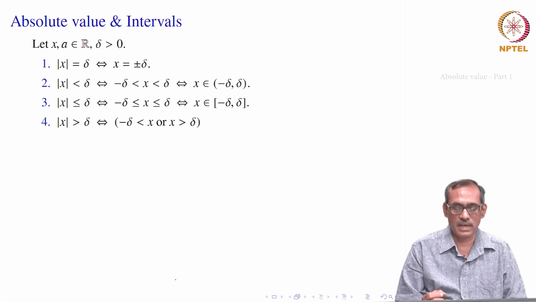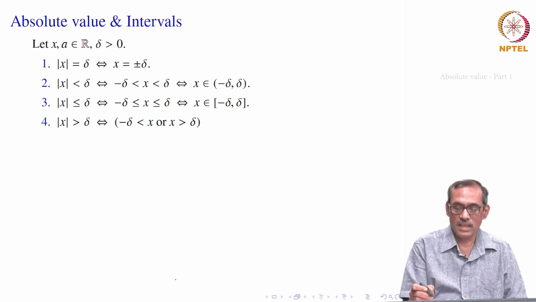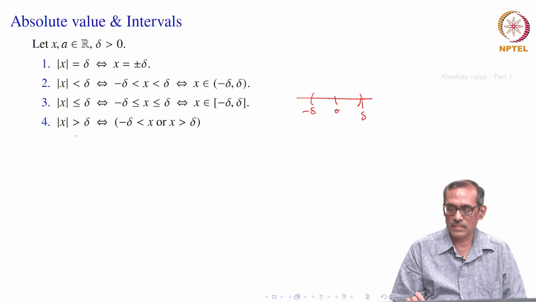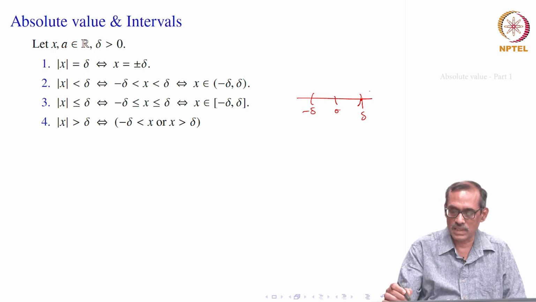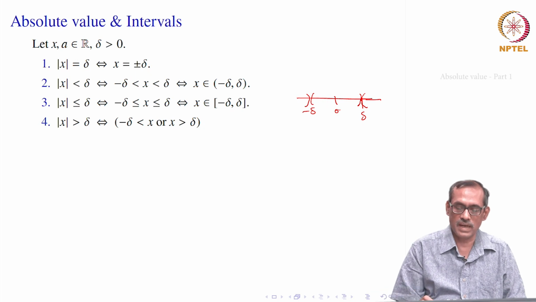And now, suppose mod x is bigger than delta. That means we have to look at its complement, that x should not belong to minus delta to delta. In other words, if mod x is bigger than delta, this is your delta neighborhood, then it is not possible for x to lie here. x has to lie somewhere on this side, or also on this side, that is another possibility. So, either minus delta is less than x or x is bigger than delta.